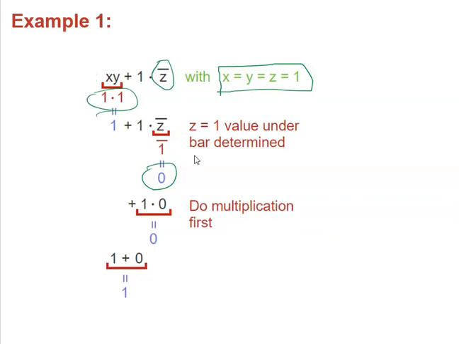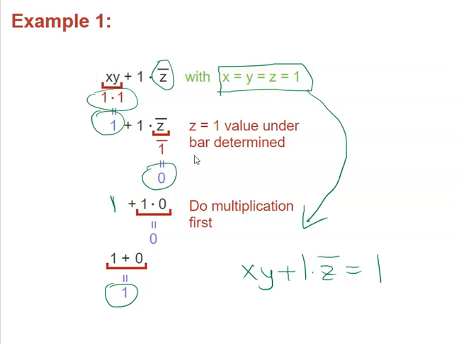So z is 1, so 1 bar is 0, so you get a 0 for this. So this part gives you 1, and on this part you're left with 1 multiplied by 0, and so you get a 0. So you have a 1 over here plus 0. So 1 plus 0 is equal to 1. So this whole expression x, y plus 1 times z bar is equal to 1 for this combination. Remember that we're assuming input values. So for this set of input values, the expression gives you a 1.